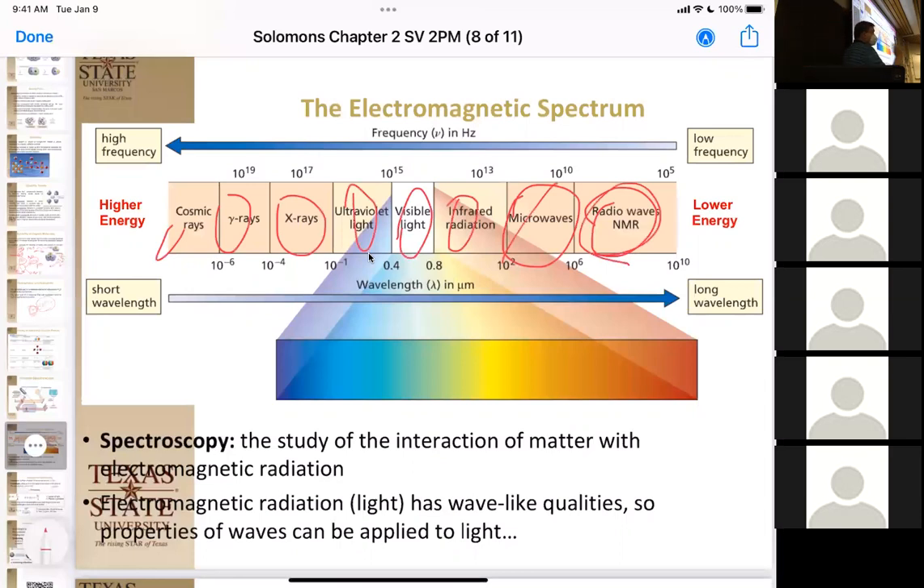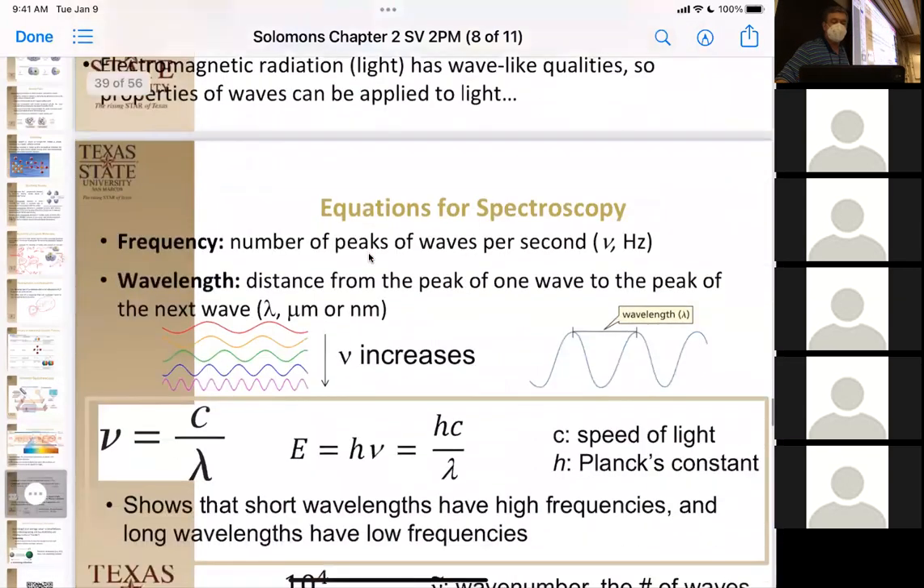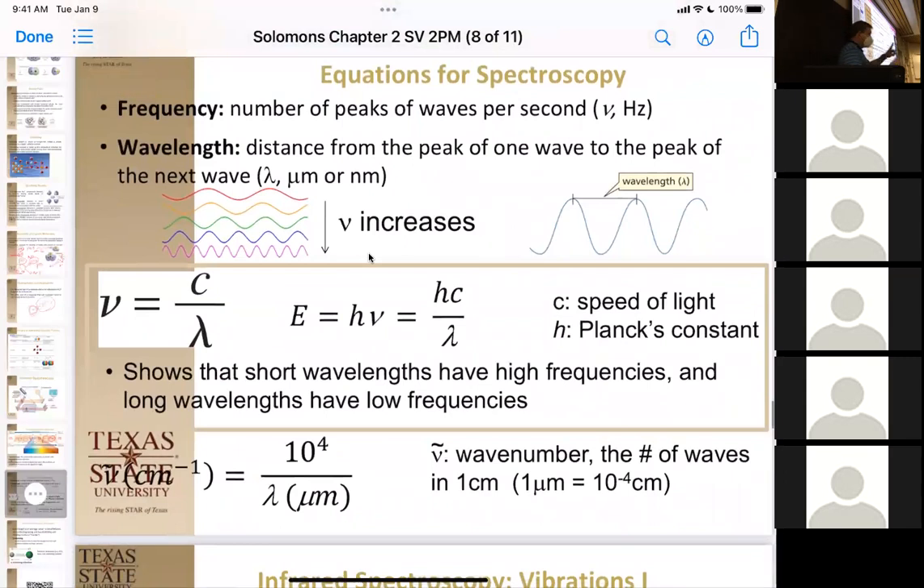But I want to talk about just this one just below visible right now, because that's the one that's going to tell us some cool things about our bonds. Before we get there, I'm not going to do any math, but I want to show you where the equations come from. The three things we've got to figure out, number one, is frequency.